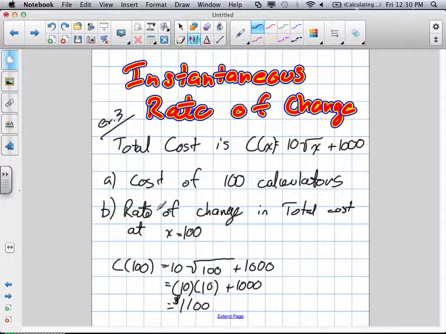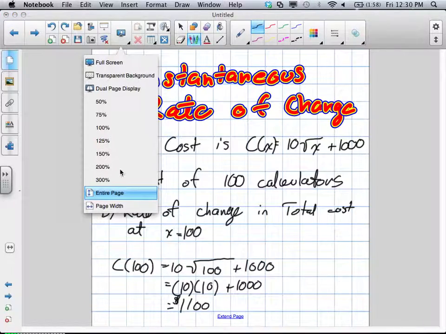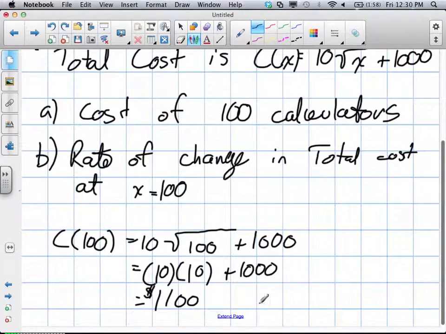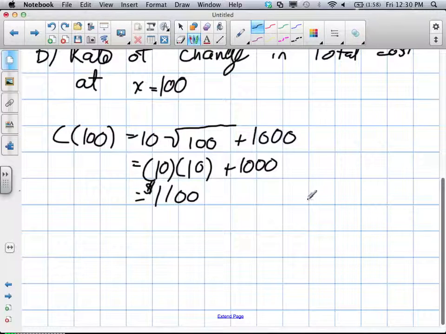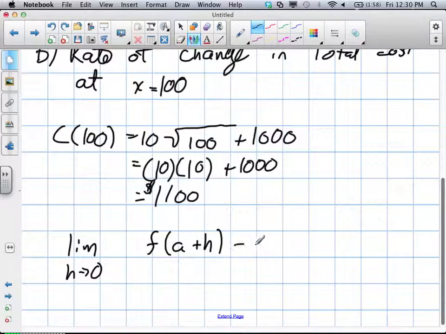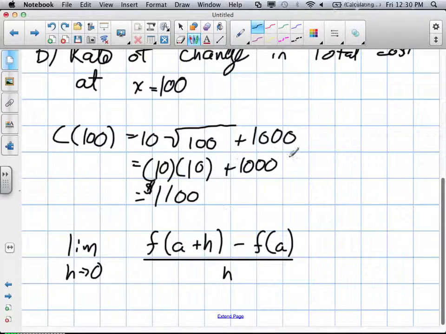The next question asks us, what is the rate of change in total cost at x equals 100? Let's refer back to our formula. We're looking for the rate of change at one specific point, which means we're looking for the instantaneous rate of change. So we're going to set up our limit formula: the limit as h approaches 0 of f of a plus h minus f of a, divided by h. Now, since a is 100, our f at a is essentially f at 100.